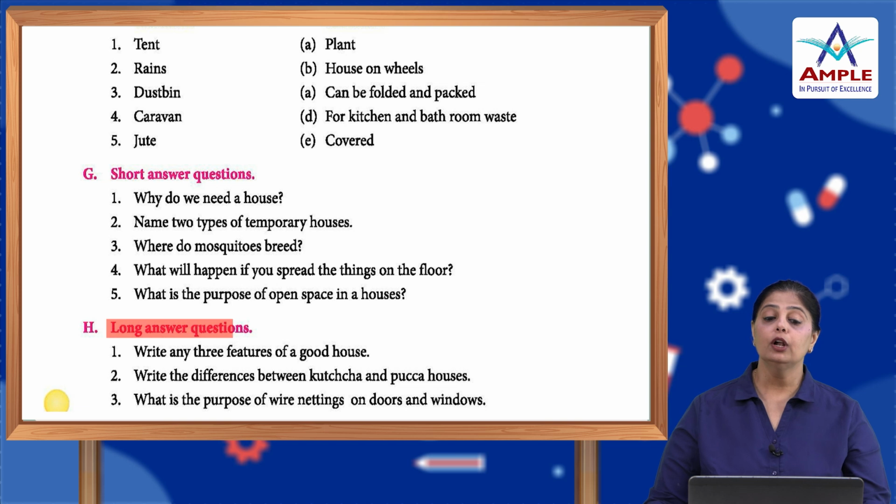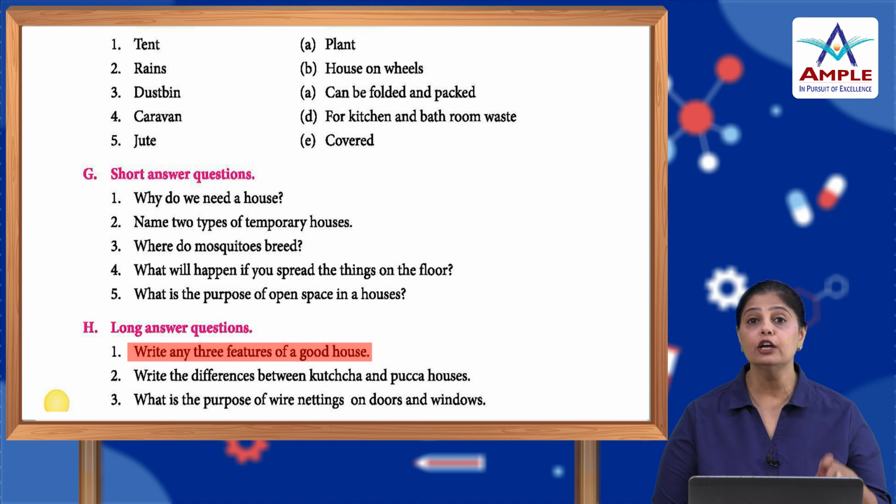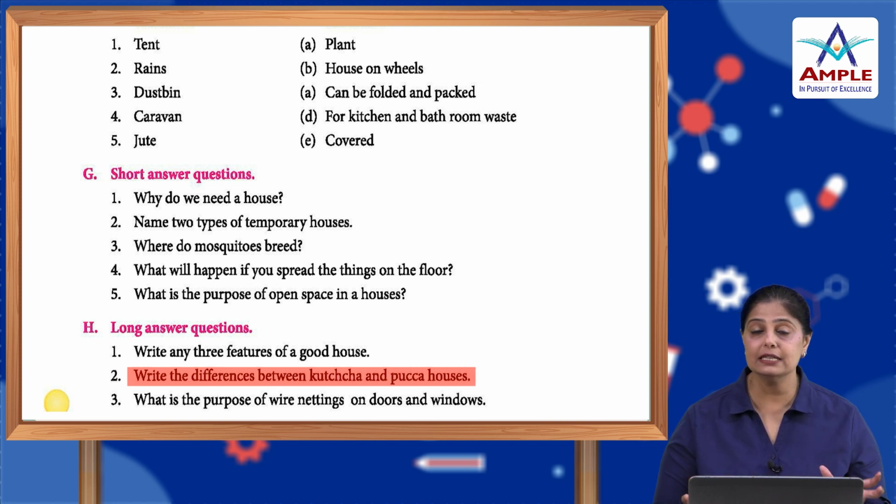Now, long answer questions. You have to write any three features of a good house. We have already done this in detail. So, it is going to be quite easy for you to write the answer if you read the chapter again. Write the differences between kacha house and pakka house. This is very easy. Kacha houses are temporary.